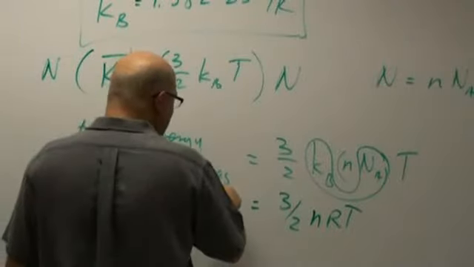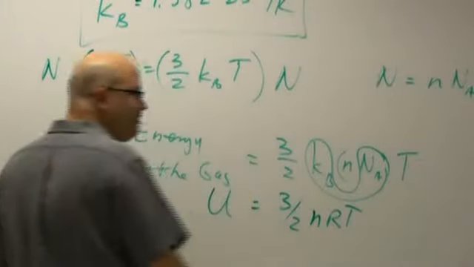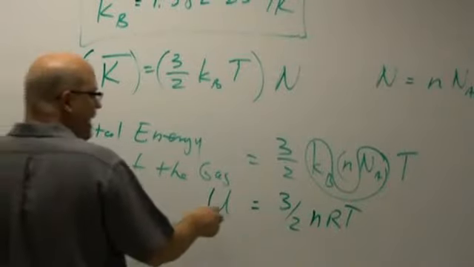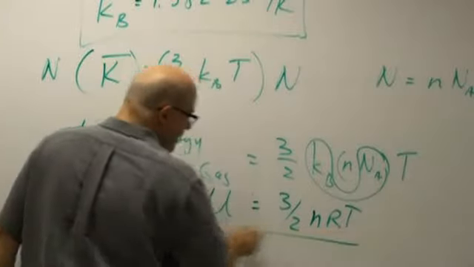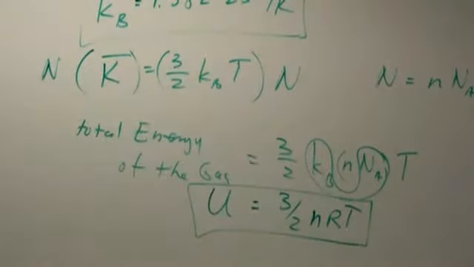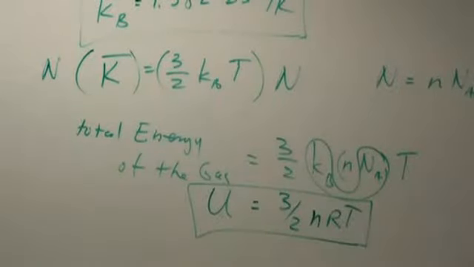And this turns out to be, unfortunately, everyone uses the capital letter U, which doesn't make any sense whatsoever, but that's what they use. This is the total energy of the gas. It looks like potential energy, but it's not. So the total energy of the gas is equal to 3 halves nRT.